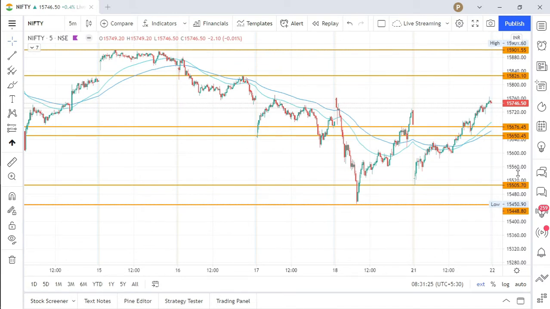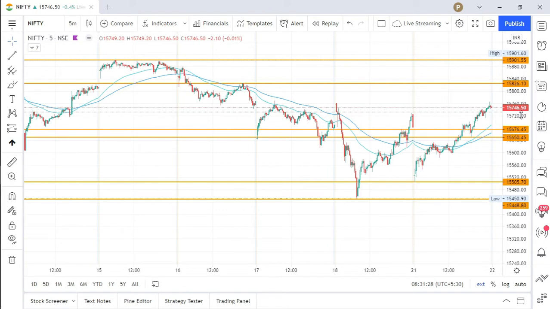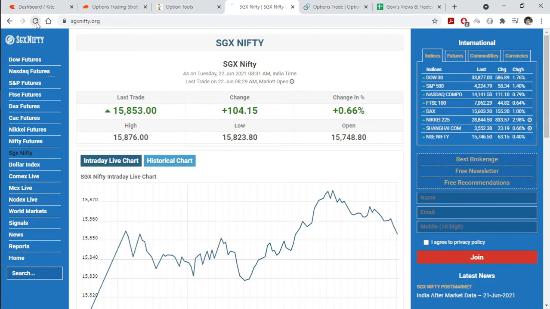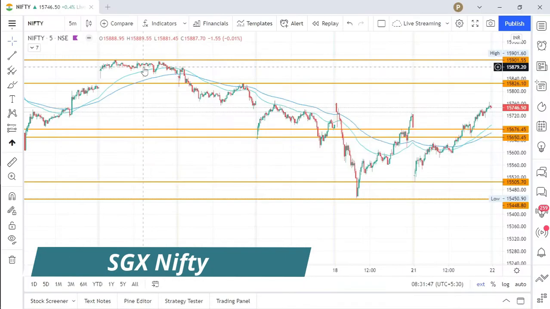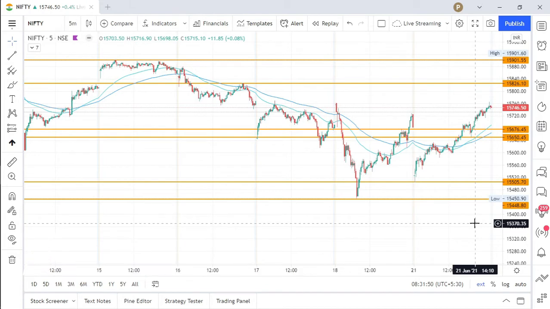But on the upside, suppose we are opening on a heavy gap up note. Currently it's around 120 points odd. I'll just bring up the SGX Nifty also for clarity. This is SGX Nifty, and currently we are trading around 105 points above yesterday's closing. That's a very positive sign for us, and if this level continues until the market opens, we'll be opening above 15,826 and below 15,900 levels.